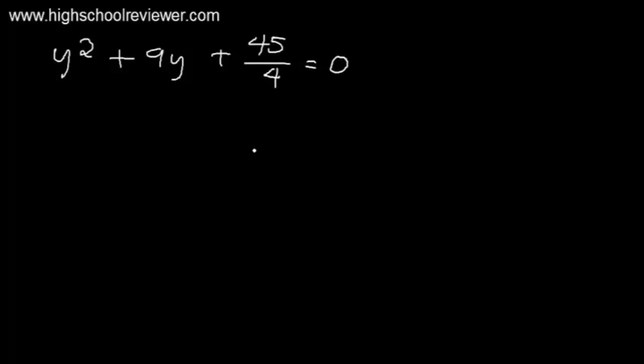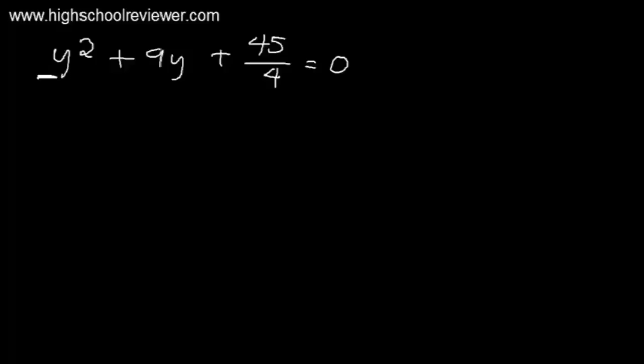Solving quadratic equations by completing the squares. Next problem. We have y squared plus 9y plus 45 all over 4 equals 0. So to solve this quadratic equation by completing the square, first we need to check if there is a numerical coefficient before our first term. Since there is none, we can now proceed.